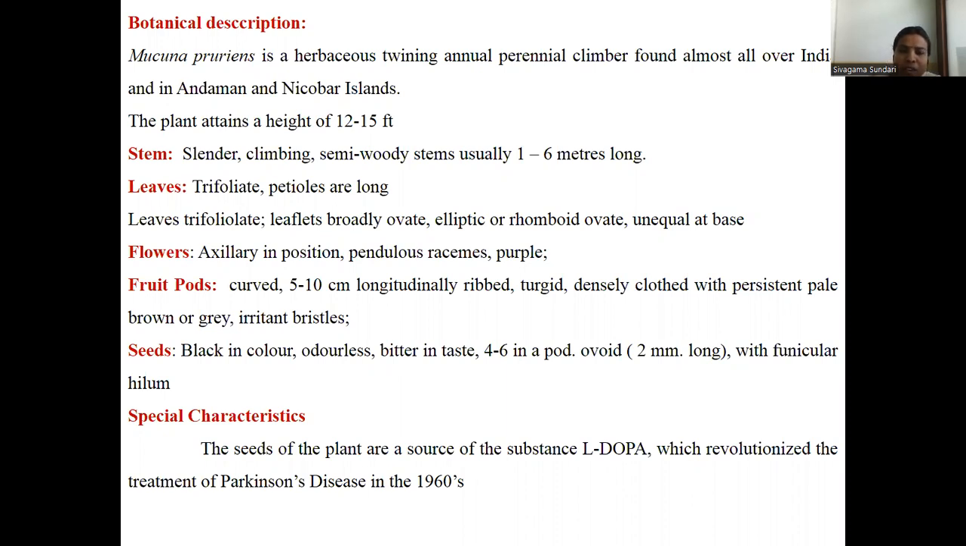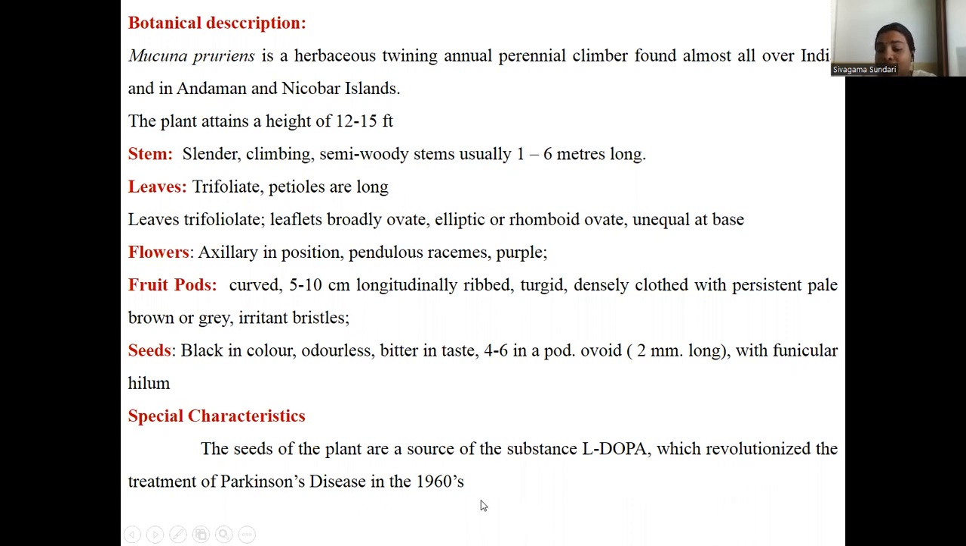As a special character, out of these many parts of the entire plant, we use the seed as the source to treat Parkinson's disease. Seeds have the substance L-dopa. From the ripened pod, you have to open it and take the seeds. The seeds are crushed and the chemical is extracted, which we call L-dopa. That is much useful in Parkinson's disease.